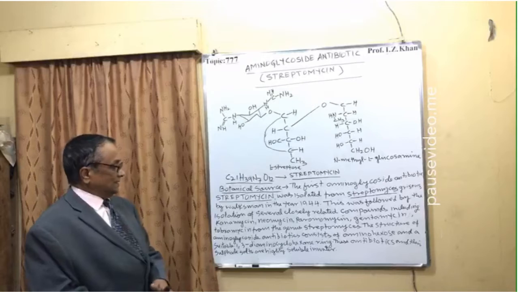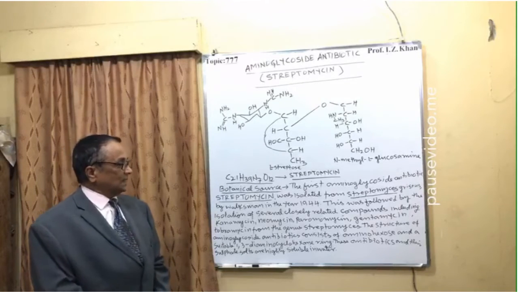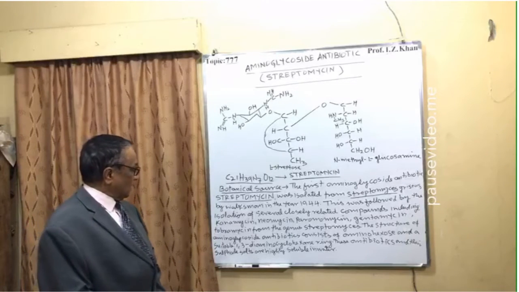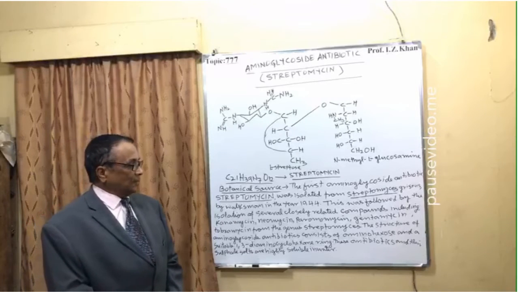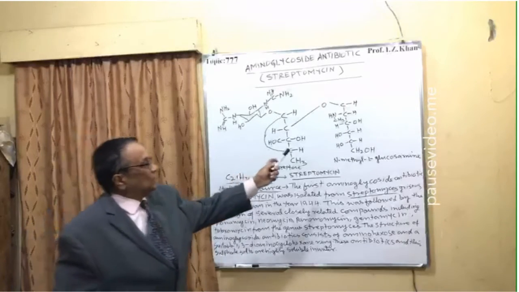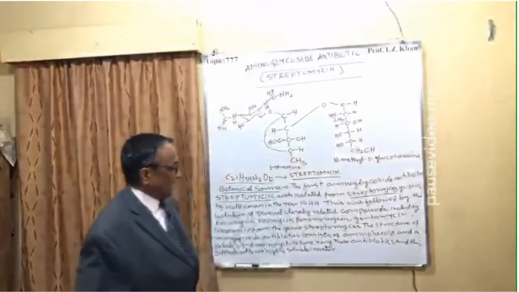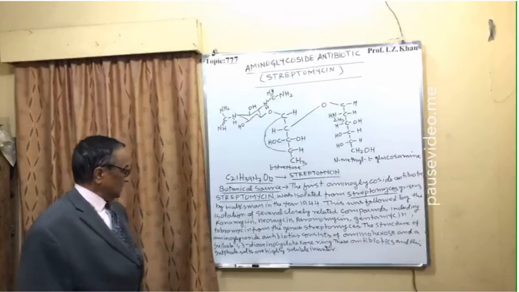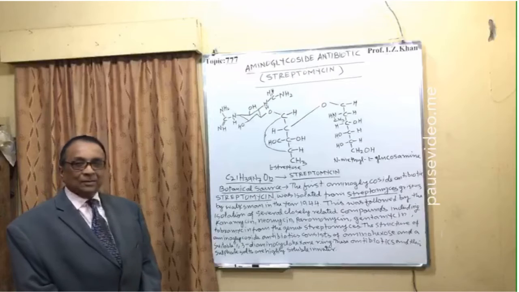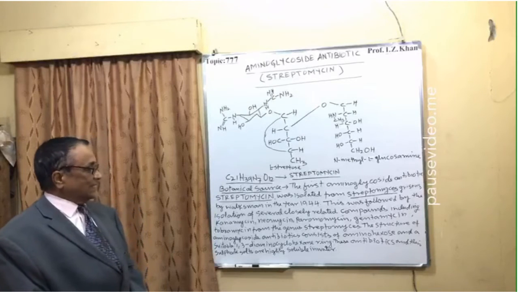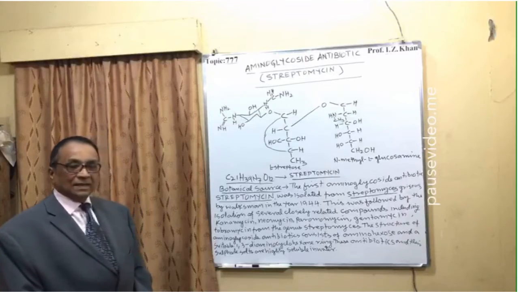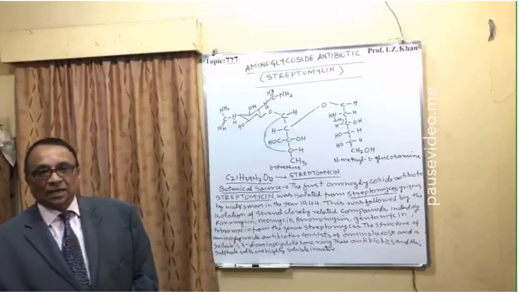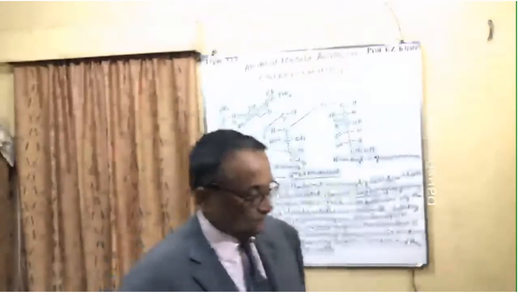from the genus Streptomyces. And the structure of aminoglycoside antibiotics consists of aminohexose, and this is your aminohexose, and a suitable 1,3-diaminocyclohexane ring. And these antibiotics, their sulfates, are highly soluble in water.